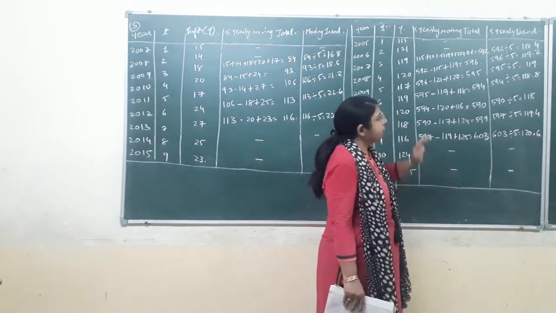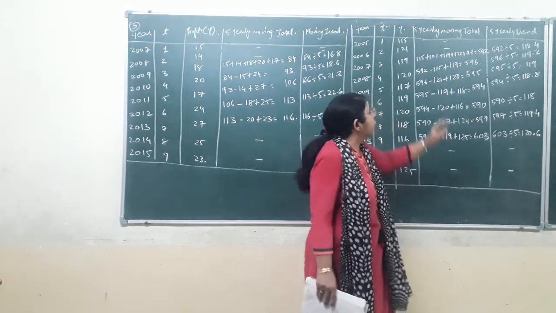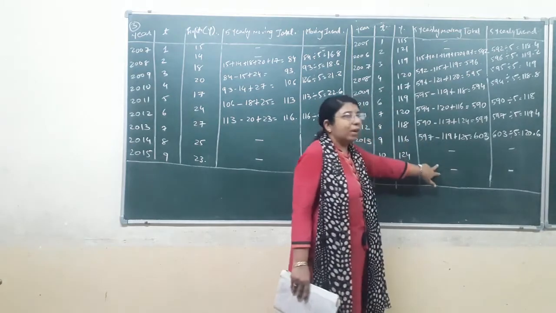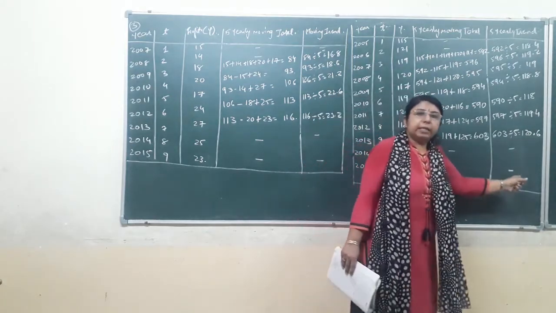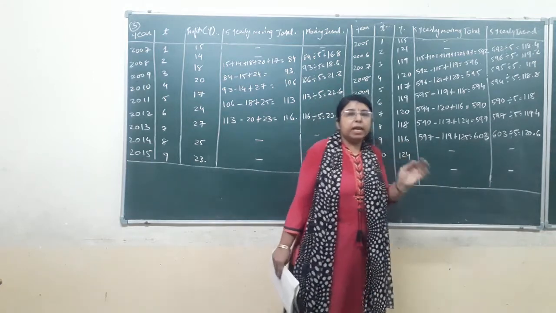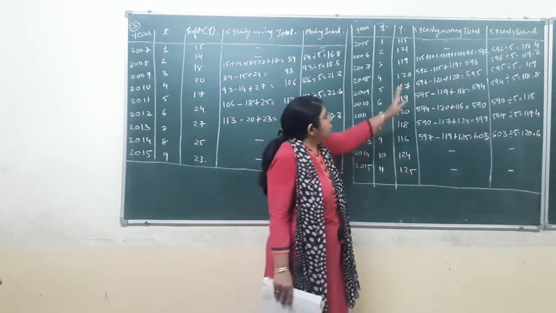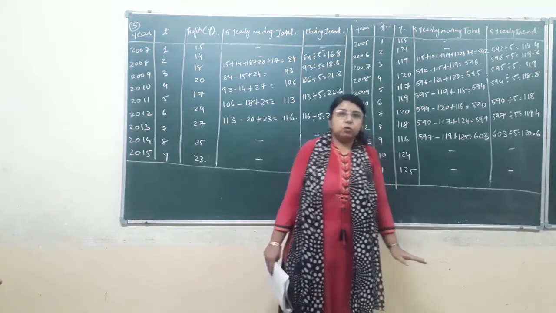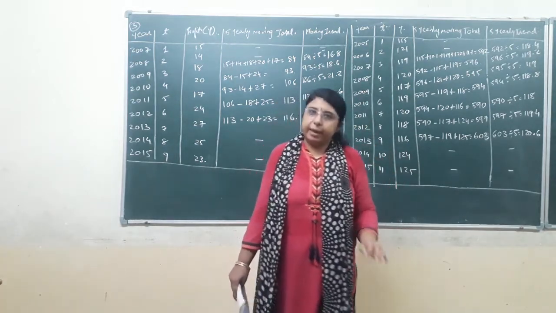Students, every time in the case of 5 yearly, don't forget to put the first two values and last two values as nil, in the case of both total and trend, so that you don't write the wrong total at the wrong place. In this way, this calculation is to be done for 5 yearly moving average.